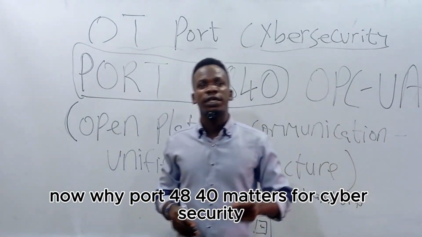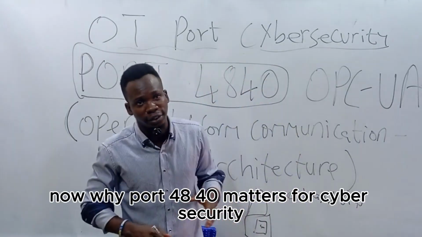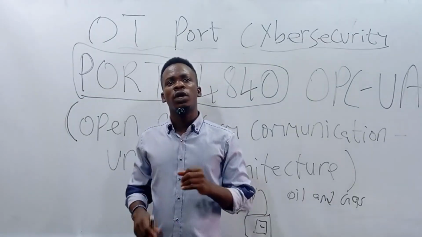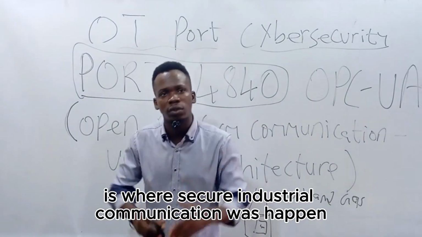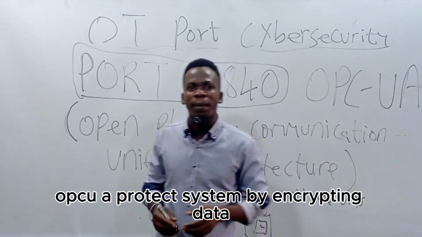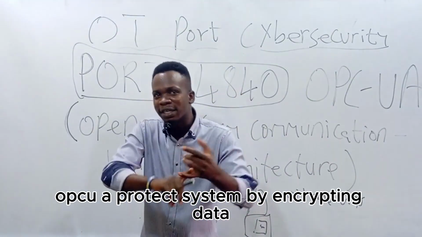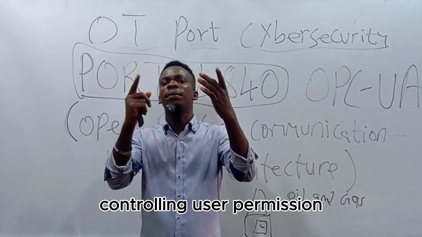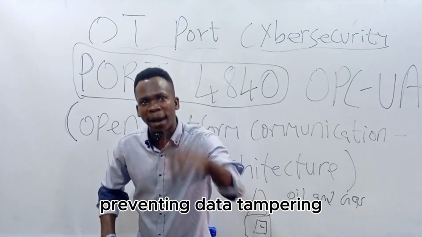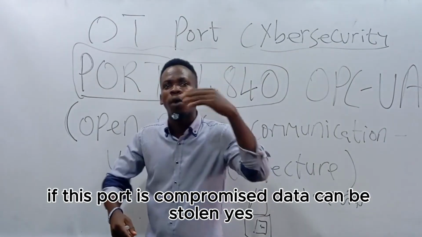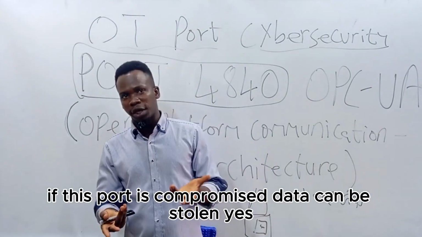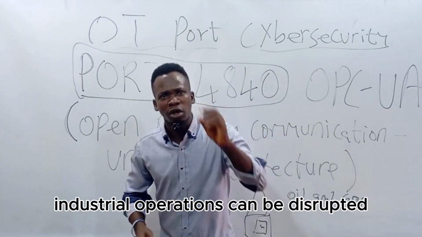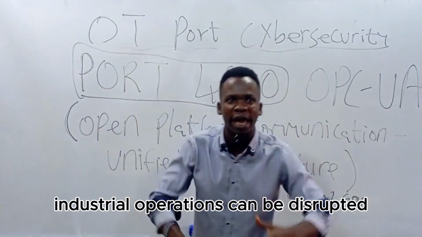Now why does port 4840 matter for cybersecurity? Port 4840 is where secure industrial communication happens. OPC UA protects systems by encrypting data, verifying device identity, controlling user permissions, and preventing data tampering. If this port is compromised, data can be stolen, control commands can be manipulated, and industrial operations can be disrupted.